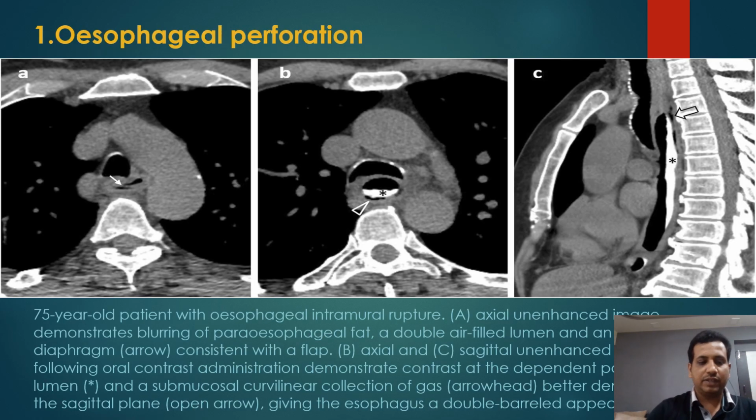Firstly, esophageal perforation. As you can see in this diagram, this is the trachea, this is the esophagus. You can see two lumens, and to ascertain, oral contrast was done. Here oral contrast is seen in the upper lumen, while this free gas is seen lining the posterior wall of the esophagus. This is clearly seen in the sagittal image. Here contrast is there, and this is the free gas lining the posterior wall of the esophagus.